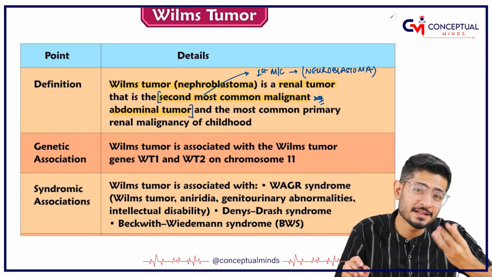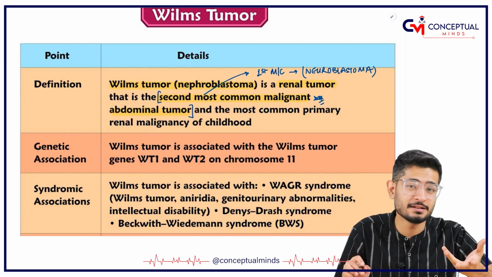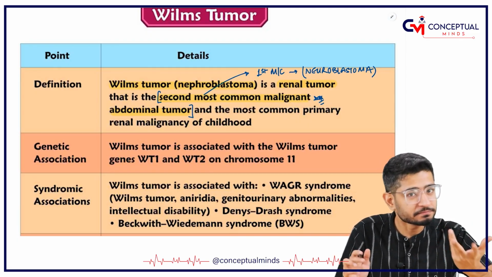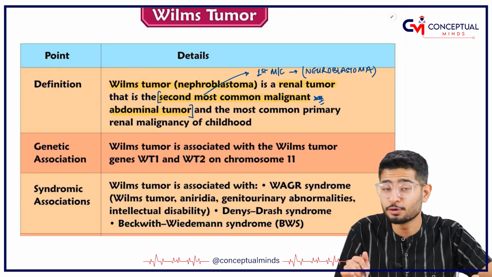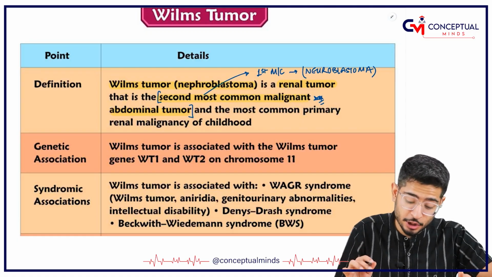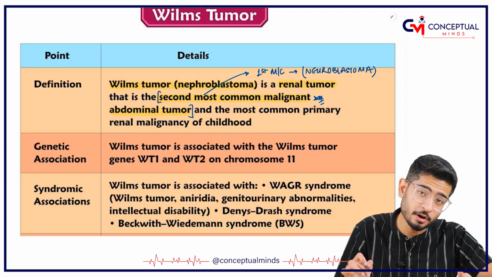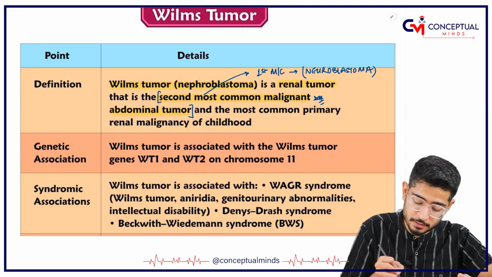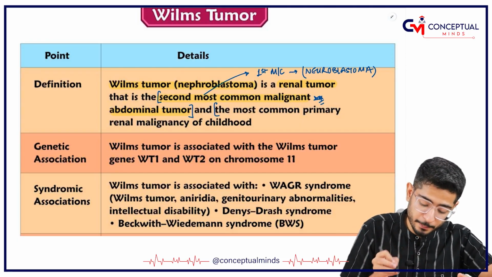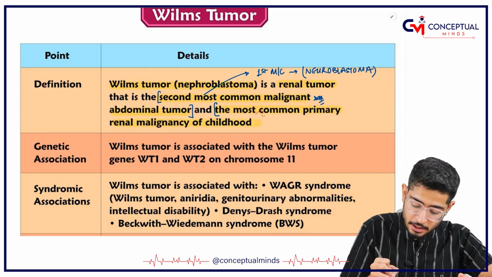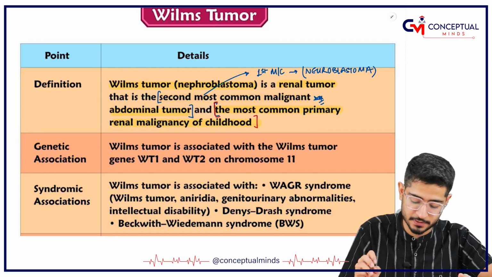Neuroblasts are the primitive cells which can be there in any part of your body, and the tumor of those neuroblast cells is called neuroblastoma. Don't you think you have got nerves in your abdomen? You have, na? That's why neuroblastoma is the most common intra-abdominal tumor. But Wilms tumor is the most common primary renal malignancy of childhood.